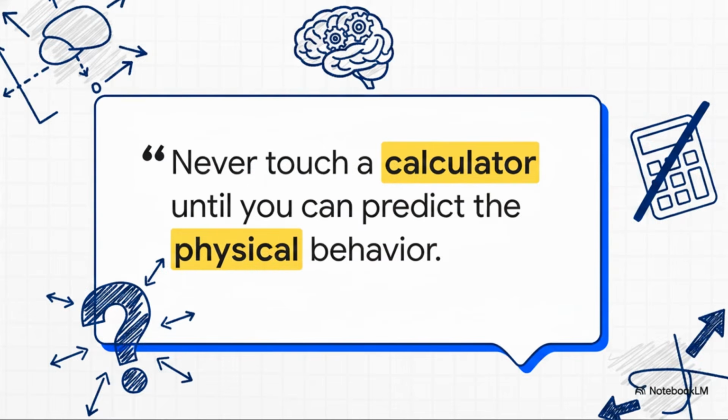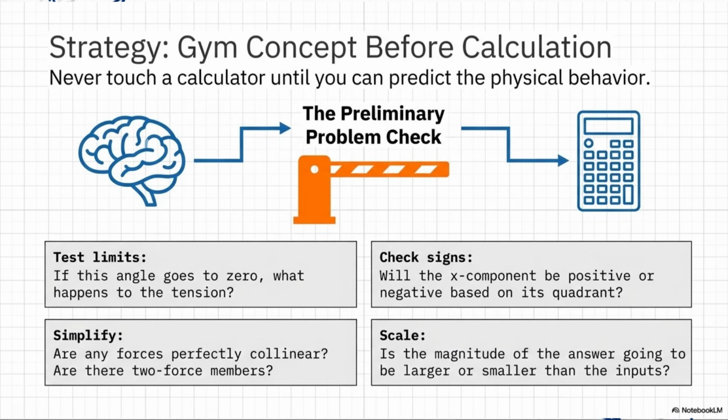This is such a crucial mindset. Before you punch a single number into your calculator, just stop, think. Look at your free body diagram. Does it make sense? Which forces seem bigger? Which way should the final result probably point? Answering these questions first helps you build your engineering intuition, and it'll save you from making silly mistakes.